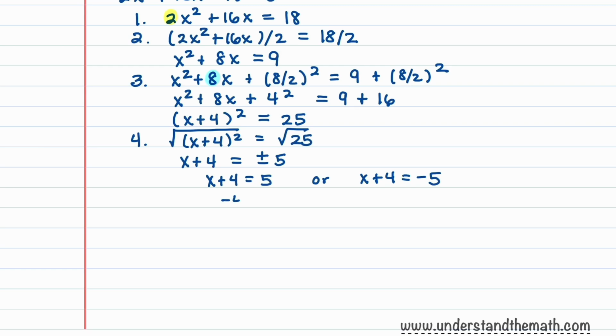Let's subtract 4 from both sides, and we get x is equal to 1. And then on the right, we're also going to subtract 4 from both sides, and we get x is equal to minus 9. And we'll put our "or" here. So our solution is x is equal to 1, or x is equal to minus 9.